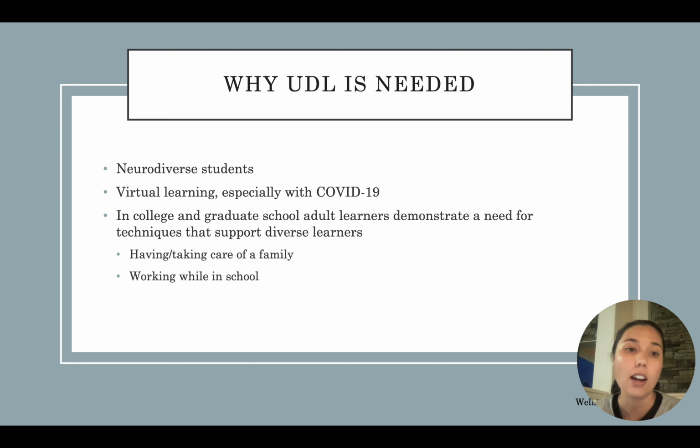If students are in college or at the graduate level and they're adult learners, supporting the diverse learning of, like, maybe you have to take care of a family, or you commute, or you're working while you're in school, making sure the design for learning is appropriate for these individuals as well.